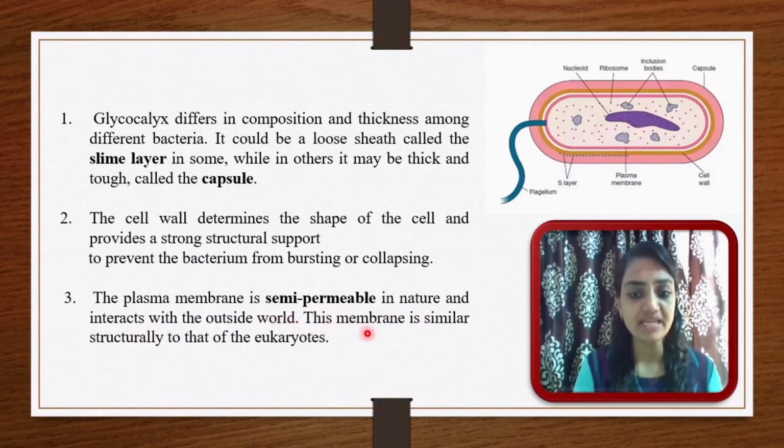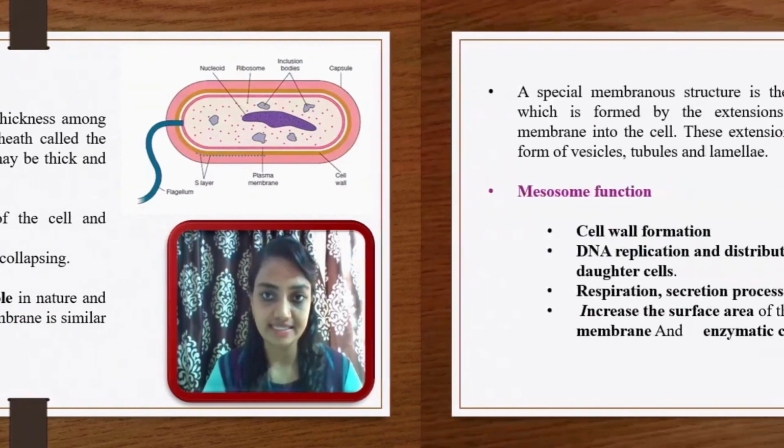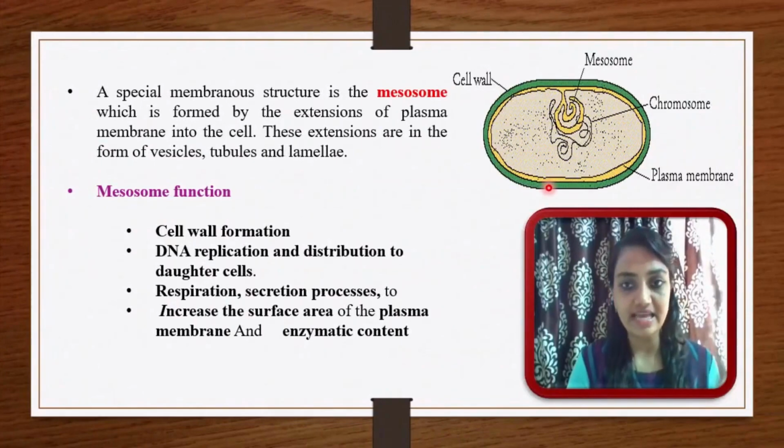The membrane is structurally similar to that of eukaryotic cells. Almost similar to eukaryotic cells. After learning about the envelopes, that is the glycocalyx, then the cell wall and the cell membrane, from the inner side, if you look inside, there are several structures found. The first important structure is the mesosome.